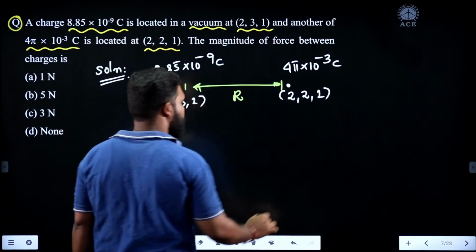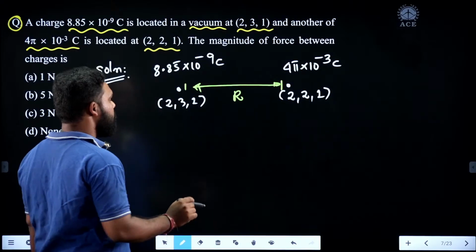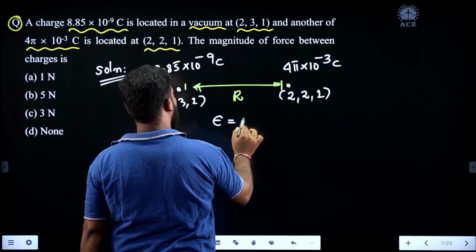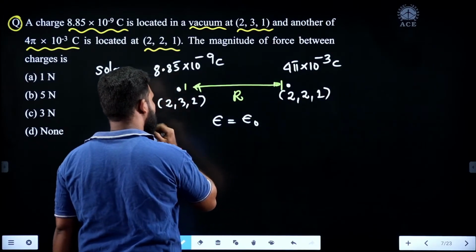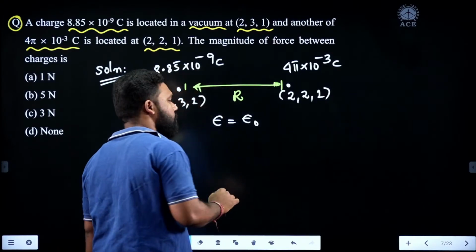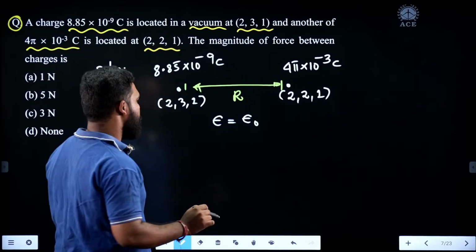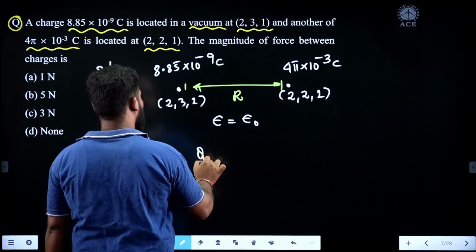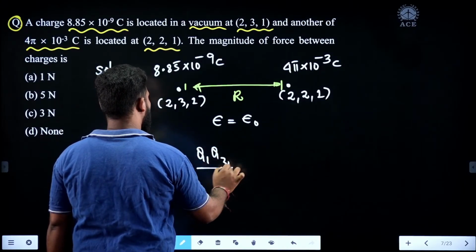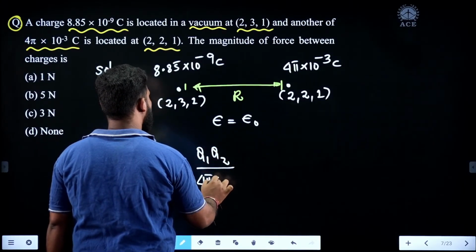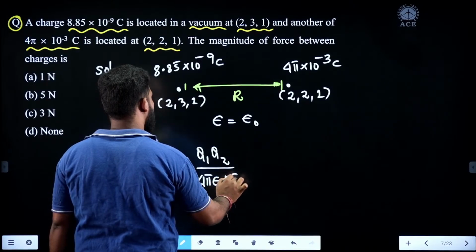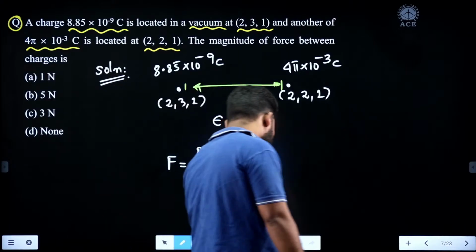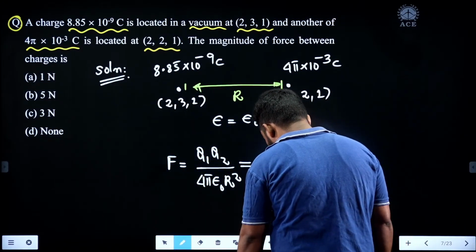Clear? So what is the force expression I have given from Coulomb's law? And he said vacuum. So for the vacuum you have to consider epsilon equal to epsilon naught, whose value is 8.854 into 10 to the power of minus 12. So what is the force between the two charges? It is equal to Q1 into Q2 divided by 4 pi epsilon naught into r square.